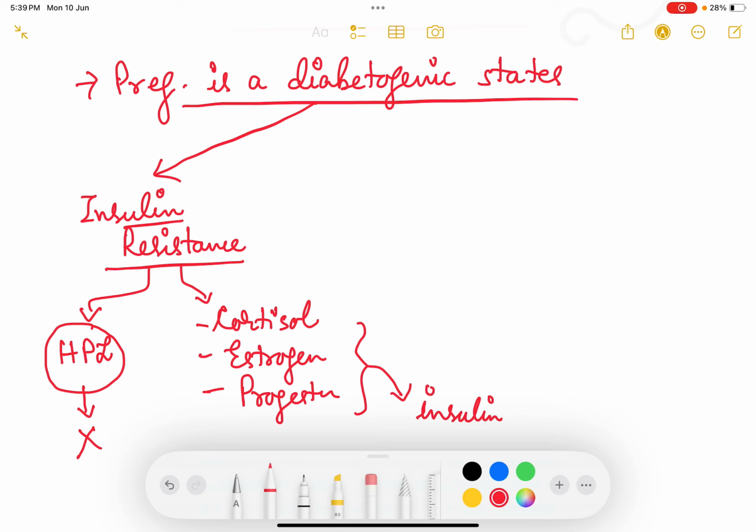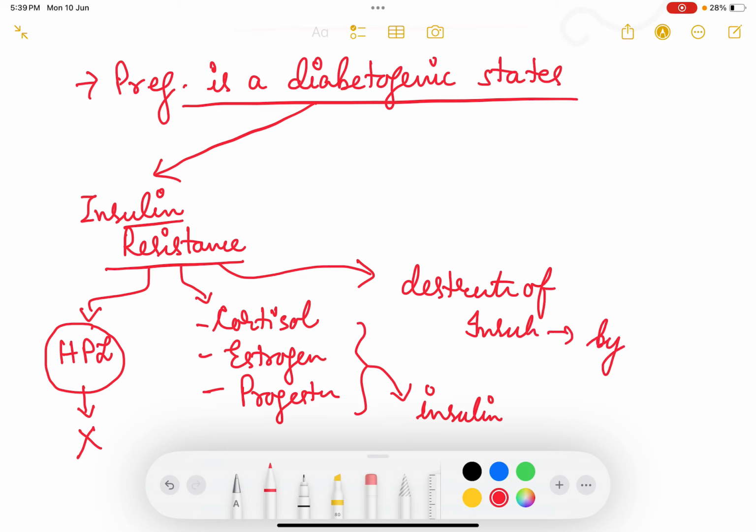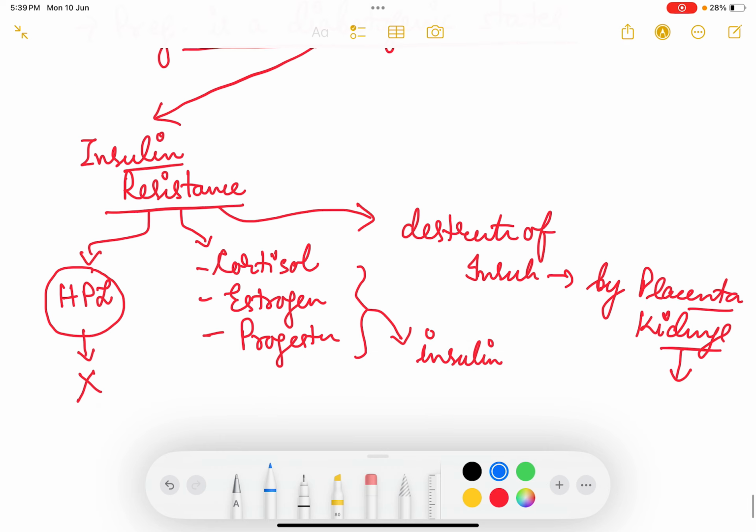And number three, there is destruction of insulin, the body's insulin, by the placenta and the kidneys. Now, why is destruction of insulin occurring in the placenta and kidneys? Because placenta and kidneys are secreting insulinase enzyme. And insulinase enzyme is destroying the body's insulin levels.